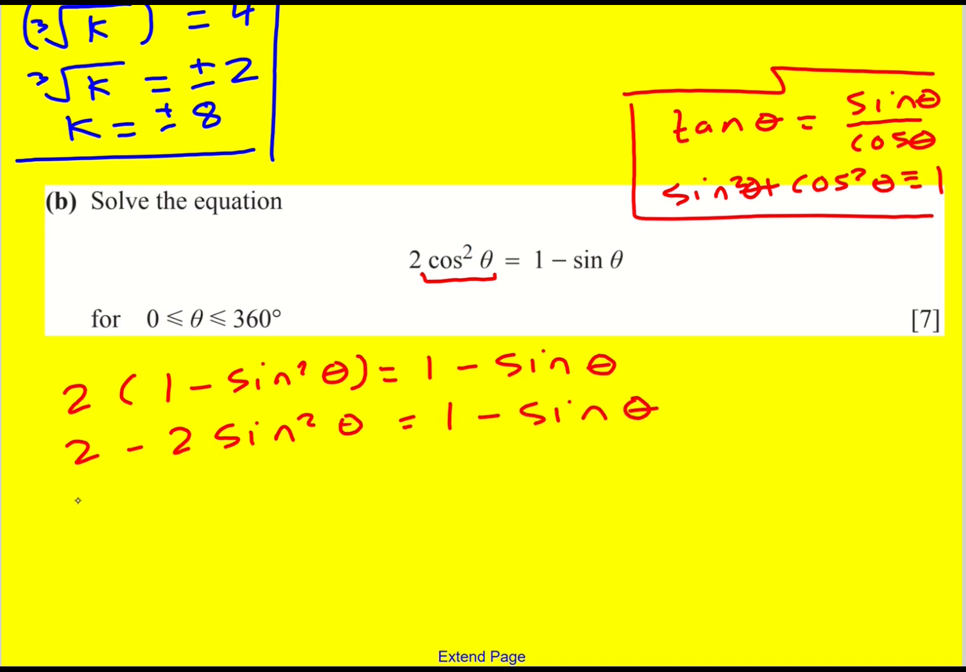I'm going to try and get the sine squared term to be positive, so I'll add that onto both sides. So 2 sine squared theta minus sine theta, and then I can also minus 2, so I get minus 1 is equal to 0. We're trying to solve between 0 and 360, we'll just bear that in mind. Let's see if it factorizes.